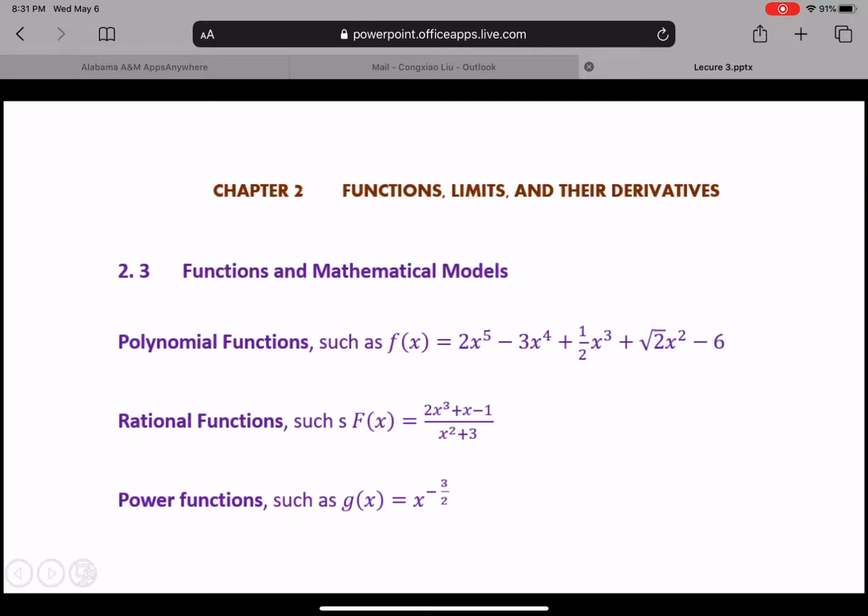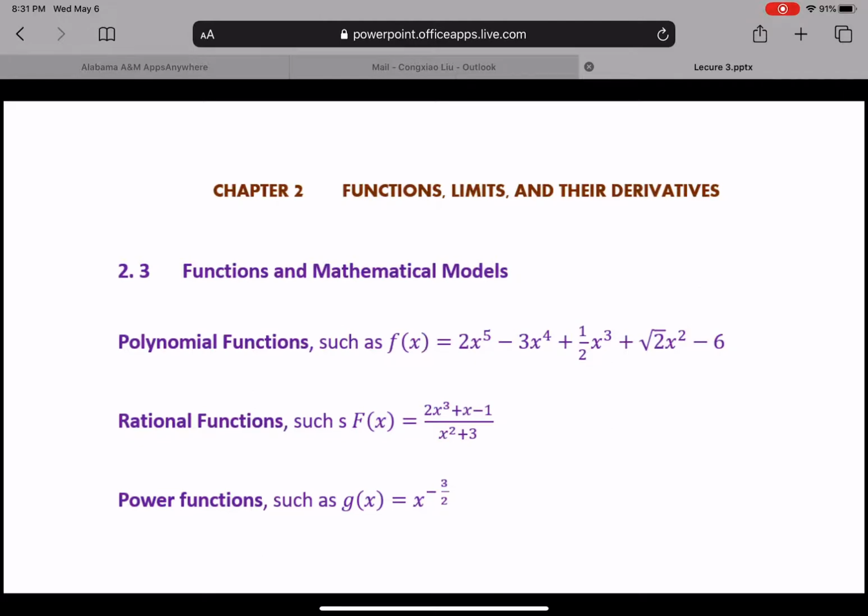Okay, let's talk about a few more simple functions. We use different functions in the mathematical modeling. We have some basic types of functions such as polynomials or rational functions and power functions. And usually we have to use all of them in combination in any real world problem.